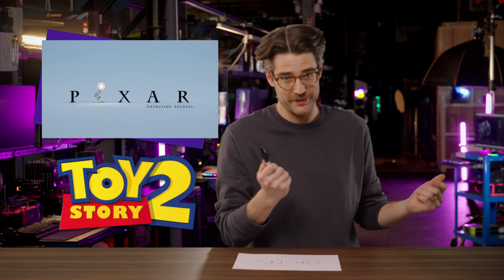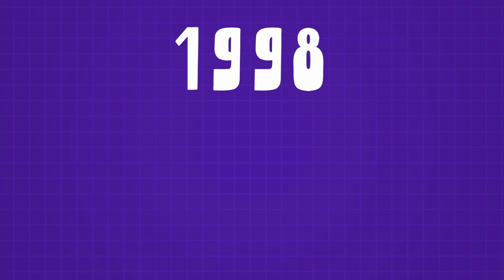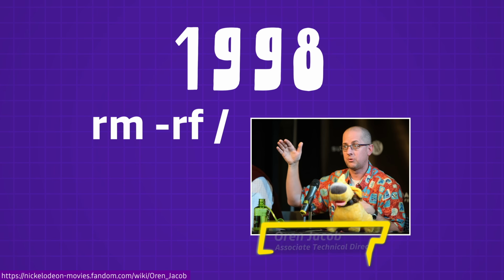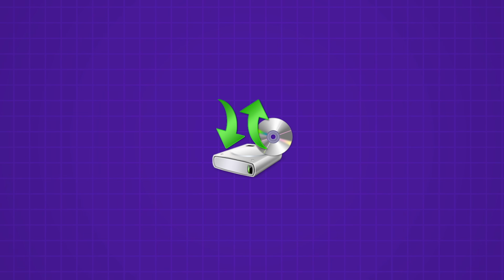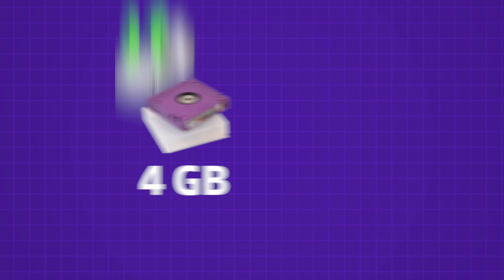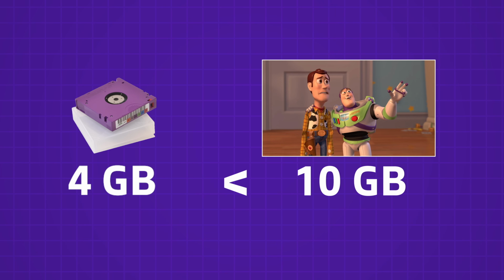In fact, let me tell you about the time Pixar almost lost Toy Story 2. It happens to everybody. In 1998, someone at the studio ran a variation of this command on their animation servers. The associate technical director, who had been reviewing the character assets at the time, watched in horror as in a matter of seconds, the entire file system disappeared. When they tried to restore the files from backup, they realized their magnetic tape-based backup system had reached its 4 gigabyte size limit. And since Toy Story 2 was a whopping 10 gigabytes, the backups were overwriting themselves without anyone knowing.